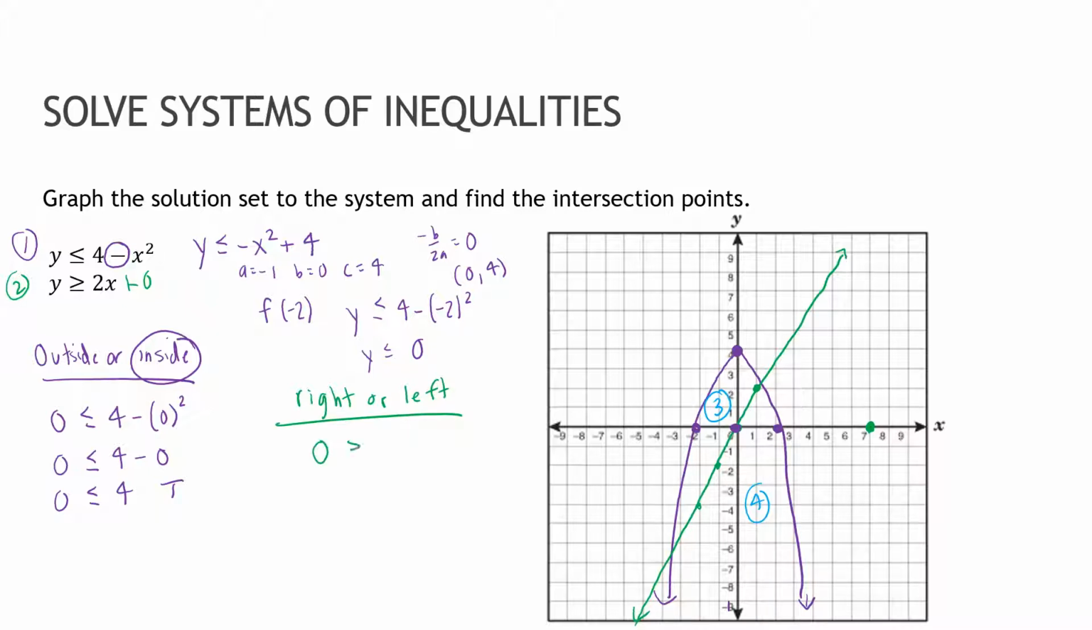So 0 is less than or equal to 2 times 7. I'm sorry, greater than or equal to. 0 is greater than or equal to 14. That is false. 0 is not greater than 14, and therefore I cannot shade to the right. It has to be to the left. Which region is to the left of my green line? Region 3. So region 4 is out. Region 3 is in. That means this is my shaded region.